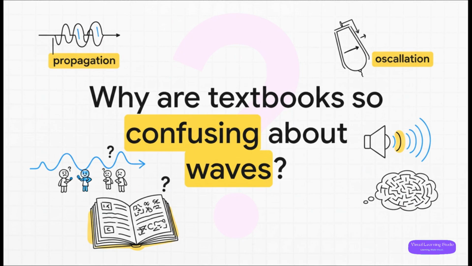I mean, seriously, why are they so confusing? You open the book and you're hit with these squiggly lines and a bunch of jargon like propagation and oscillation without any real-world context. It all feels so abstract, right? And they just expect you to perfectly visualize this invisible motion in your head. It's a really tough way to learn.